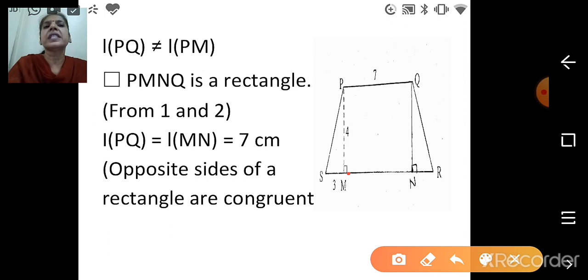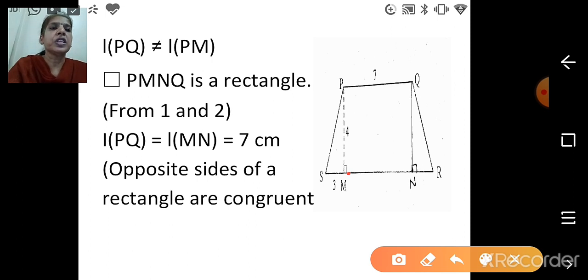So once again, children, quadrilateral PMNQ is a rectangle because we have got segments PM and QN congruent and they are parallel. They are parallel also, congruent also, and these base angles are right. And PQ is equal to MN. PQ is 7, so MN is also 7. The reason: opposite sides of a rectangle are congruent.